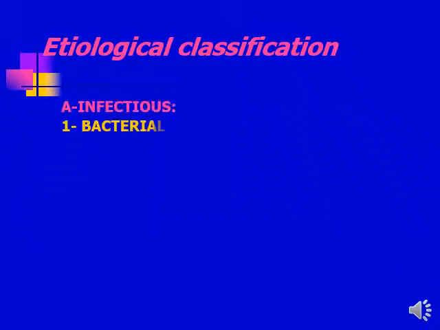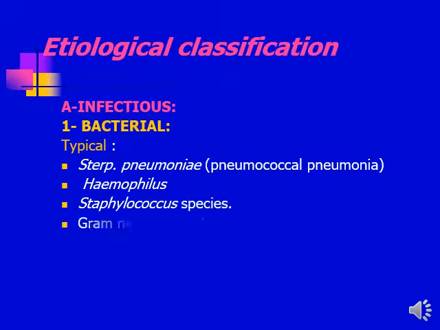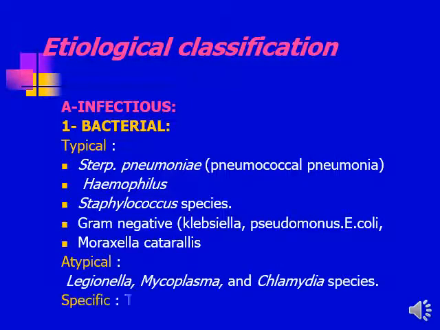The second classification is the etiological classification. It's important because I have to define why I get this disease in my case. Is it infectious, caused by bacteria I catch from the community, such as the typical ones? The most common are Streptococcus pneumoniae, Haemophilus influenzae, or Staphylococcus species, and atypical organisms like Legionella and Mycoplasma. If I have a clear idea about the bacterial cause of my pneumonia, I can have the proper antibiotic for each organism.